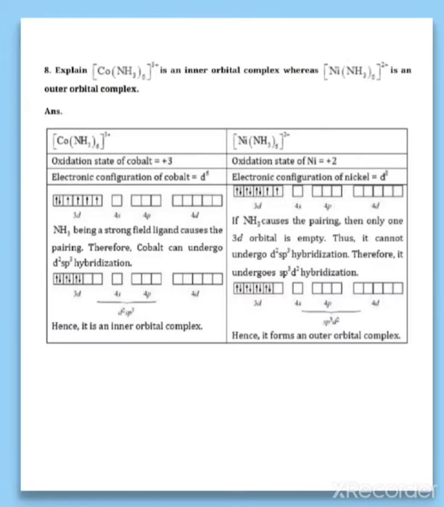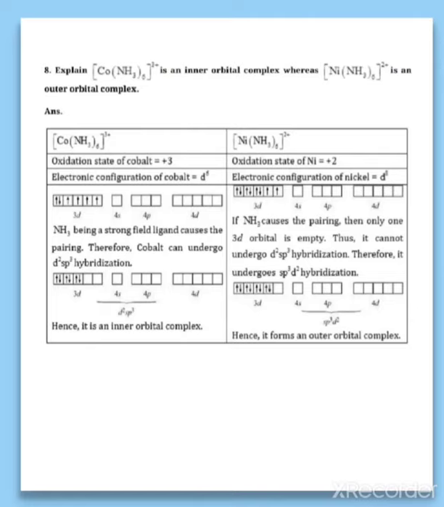Next question, that is an in-text question. Explain [Co(NH3)6]3+ is an inner orbital complex, whereas [Ni(NH3)6]2+ is an outer orbital complex. So here we need to say why one is an inner and the other one is an outer orbital complex. So that is actually what we need to find out. It's the hybridization. So this question is also based on the hybridization.